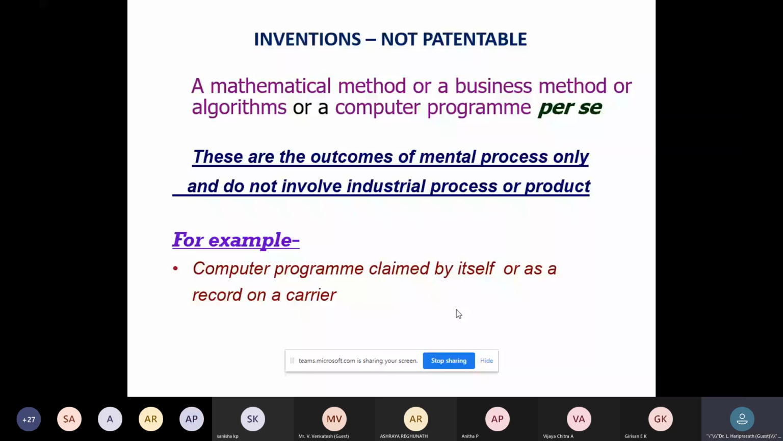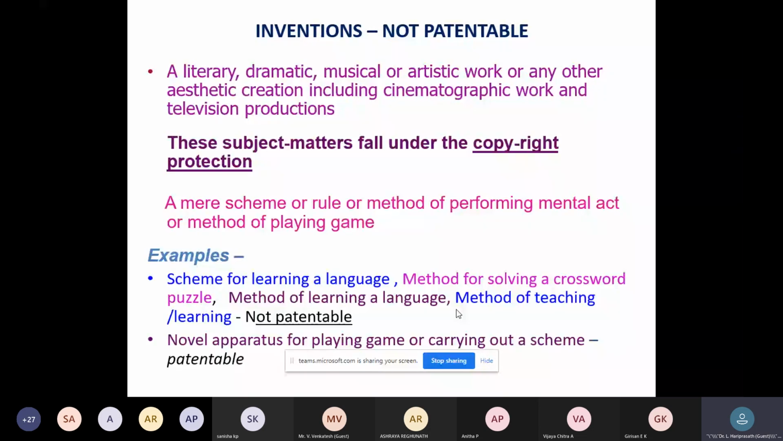Such things like literary, dramatic, musical, artistic work, or any other artistic creation, including films and other television productions, will not be patented. All these things fall under copyright protection, whereas they cannot be patented.